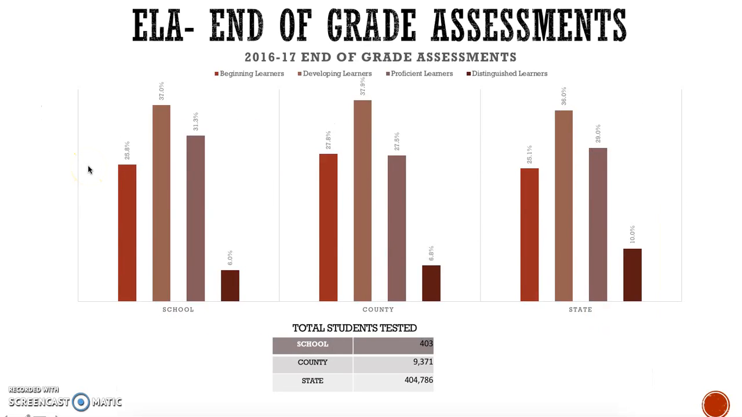As we look at our end of grade assessments for ELA in 2016 and 2017, we increase from 30% to 31% on the school level, and then increase in the distinguished learners from 3.5 to 6.0%. So we are making some gains in the area of our end of grade assessment for students.